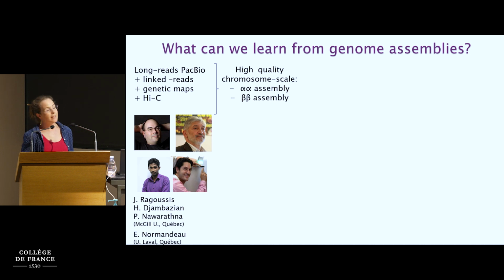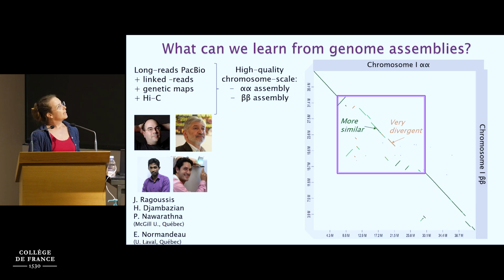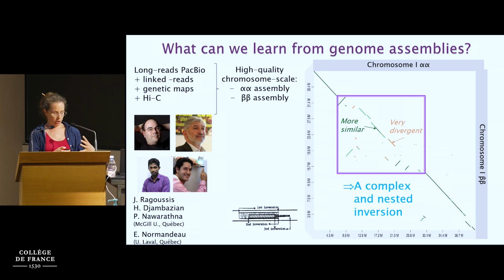So then, to get a better sense of what this was, we produced a high-quality chromosome scale assembly, both for alpha-alpha and beta-beta. And this is chromosome 1 of alpha-alpha and beta-beta, and you can see that this region is not a simple inversion. It's not a sequence that is reversed. It's fully rearranged, with some pieces that are more divergent and some that are more similar. So I believe this corresponds to what has been described, and it could be a nested inversion with possibly different strata, a bit like a sex chromosome. But right now, we're only able to describe 2 arrangements.